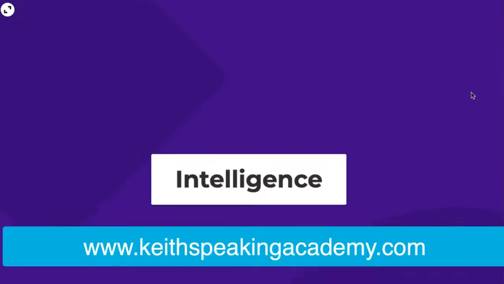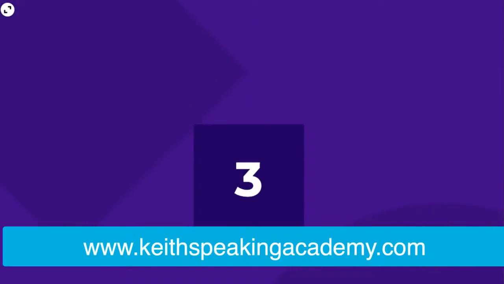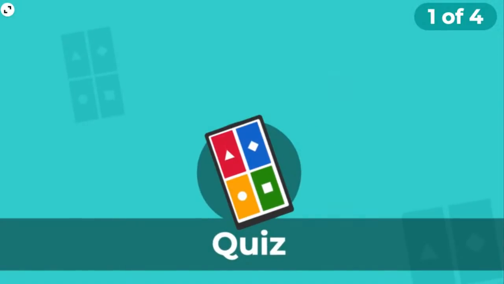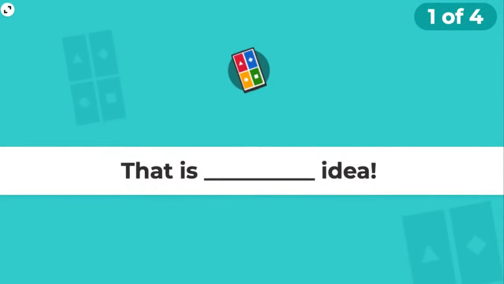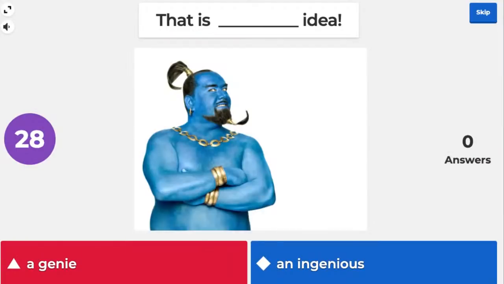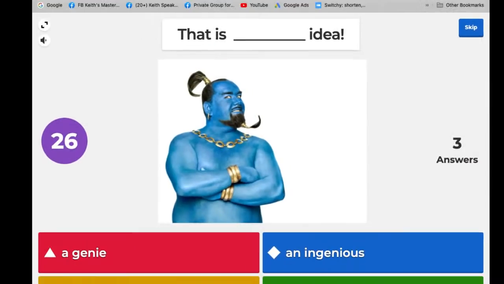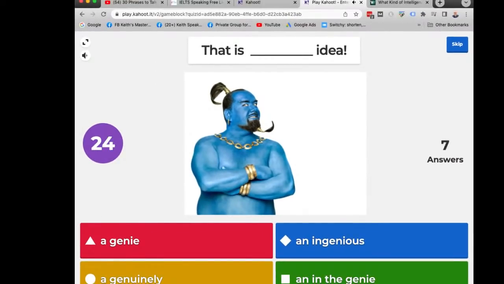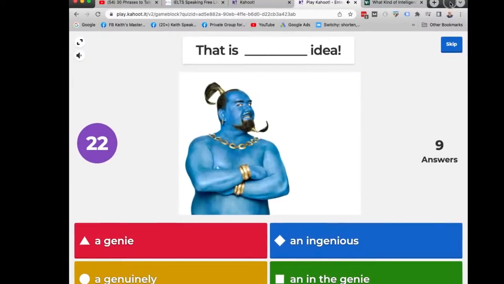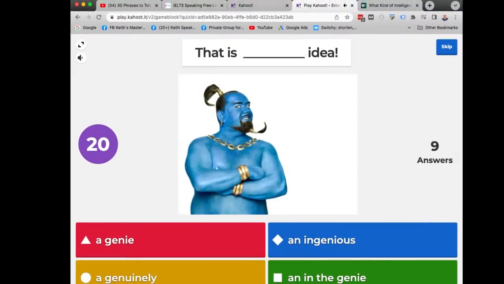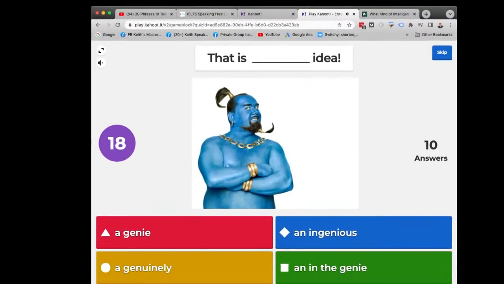Let's begin. Intelligence. This is blank idea. Now, you can say a genie, an ingenious, a genuinely, or an in the gene. The picture is deliberately trying to fool you.